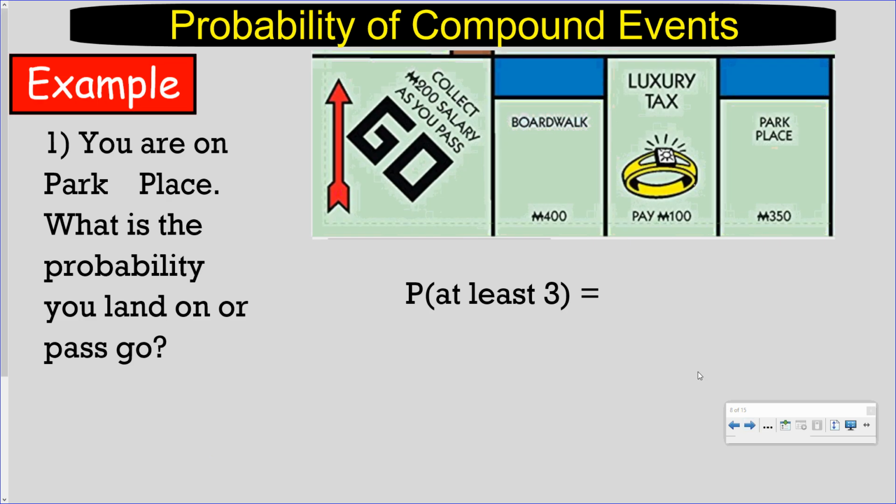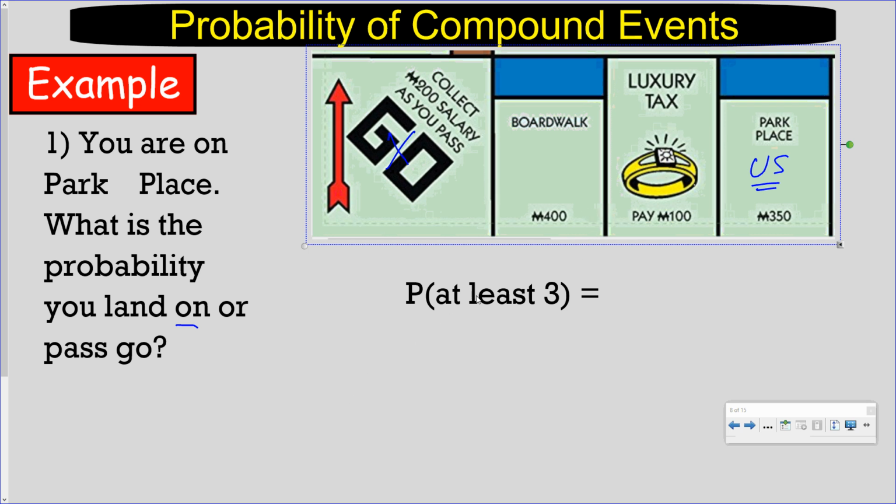Okay, so let's do one. You are on Park Place. What is the probability that you land on or pass go? Now the question is, are they mutually exclusive? Can I land on and pass go? No, I either land here or I miss it, right? So we are on Park Place. This is us. Hopefully you got that reference.